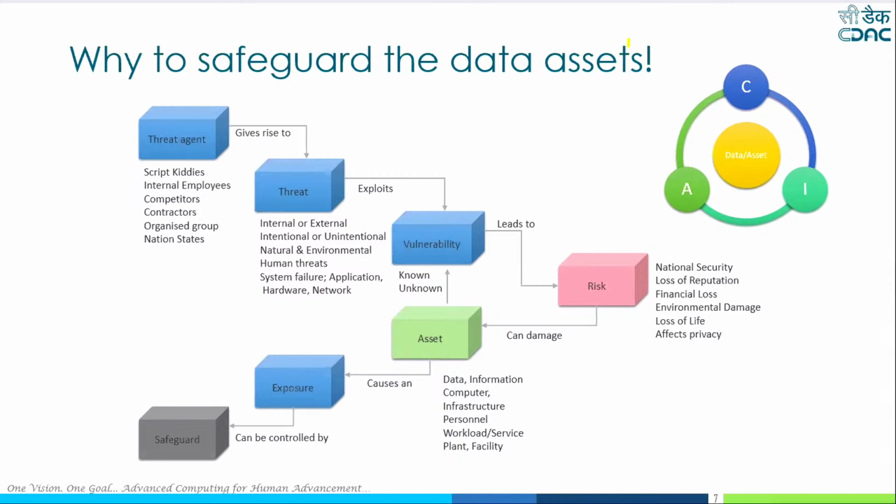And the risk can be loss of reputation, like I said, financial loss, environmental damage if your system is connected to some sort of a dam or some sort of electrical units, some sort of energy industry. So that is how the risk can really happen, and even loss of children's privacy data that could be compromised. So this is the conceptual idea of safeguarding an asset.